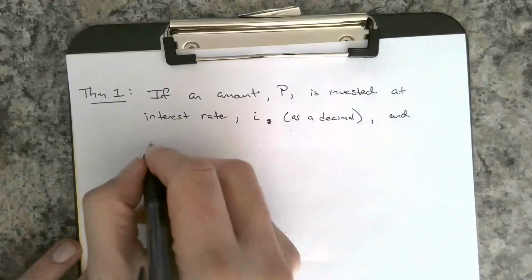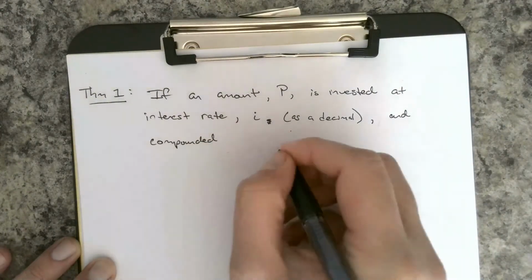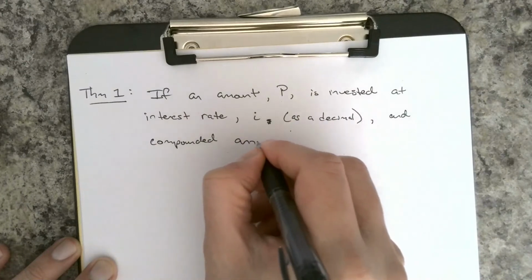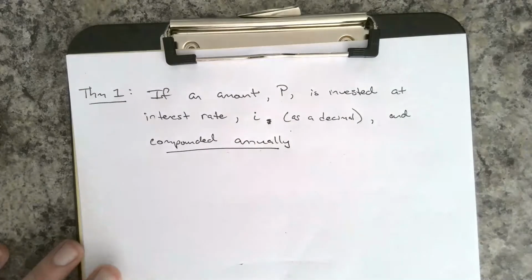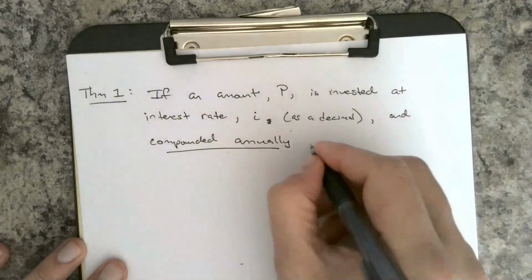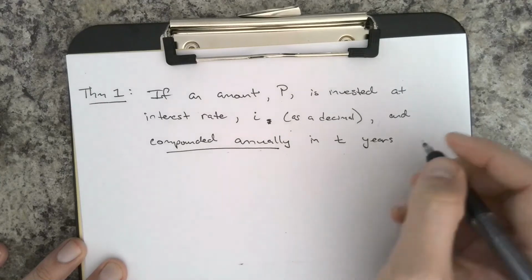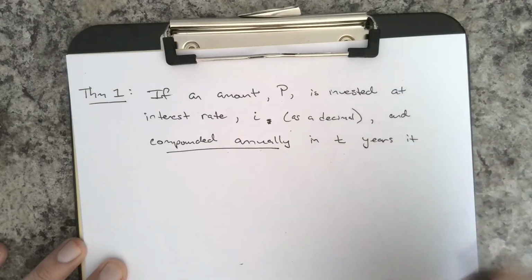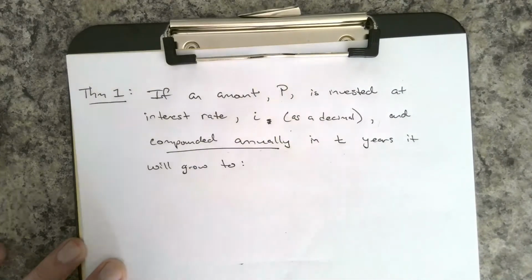And compounded annually, and that matters, right? It tells you how often they compound the interest. In t years, if it's left untouched, it will grow to, and they have a formula for this.